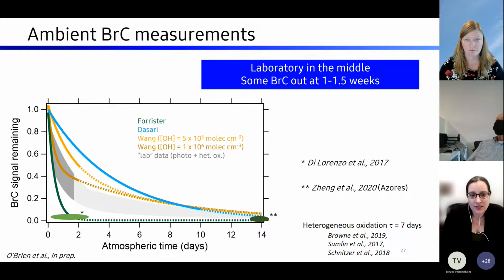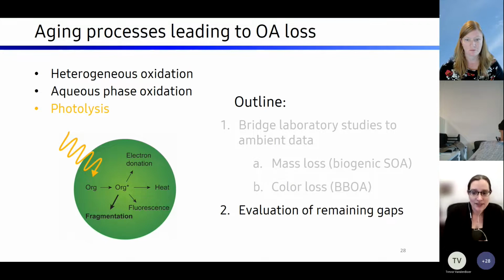We also have a pretty big spread in terms of these rates still, right? Anywhere from 1 day out to 4 days of lifetime for this material. So there's still a pretty big gap in our understanding of why we have this big of a spread in the photodecay rates for this type of material in the atmosphere. So that's the last part of this talk, to really look at the perspectives for these remaining gaps that we have for photolysis of organic aerosol particles.